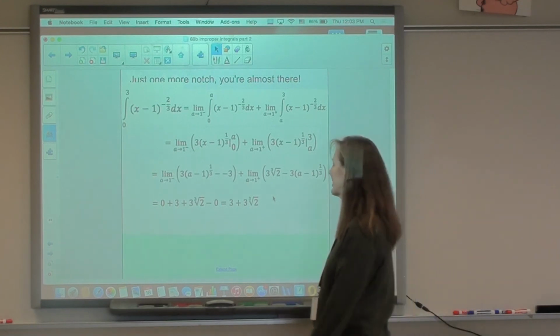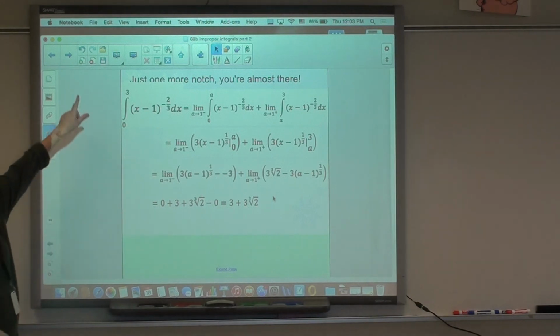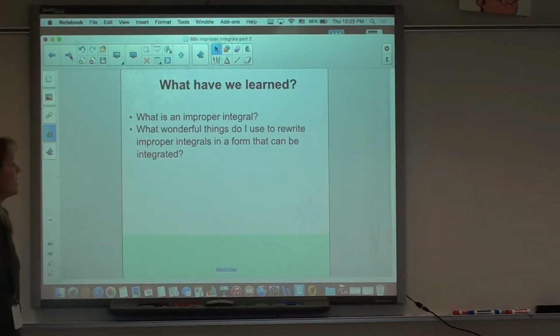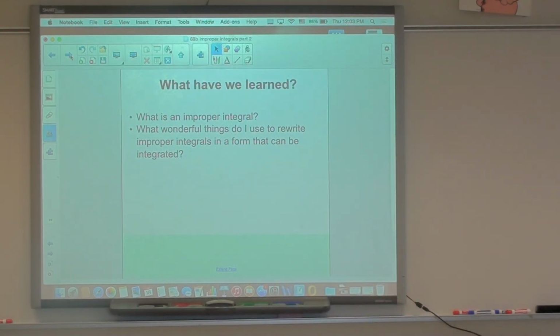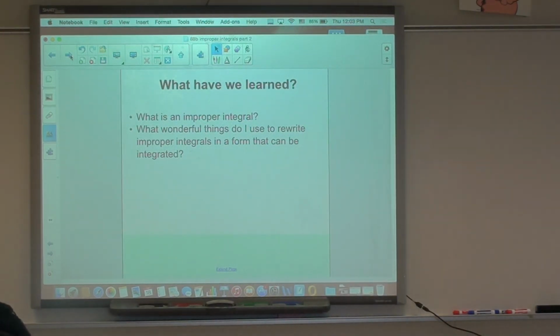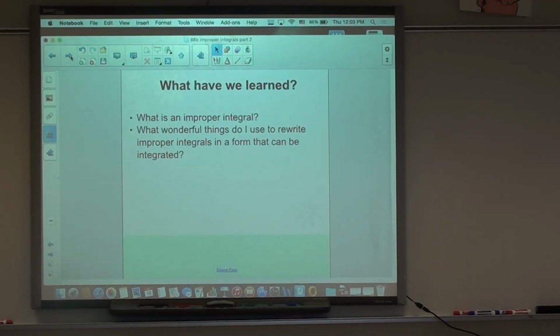All right, good. So 3 plus 3 root of 2. Any questions on this one? Good. So the main point of today, what is an improper integral? You guys tell me, what's an improper integral? An integral that is not proper. Yes. Has limits that are approaching infinity or has a vertical asymptote inside the integrand, right? Okay. All right, what are the wonderful things that I used to rewrite all improper integrals with? Limits, yay, limits. Okay.